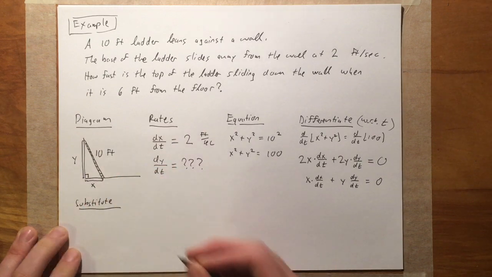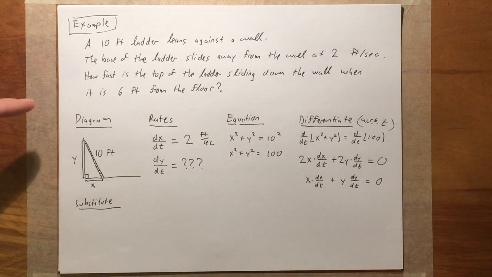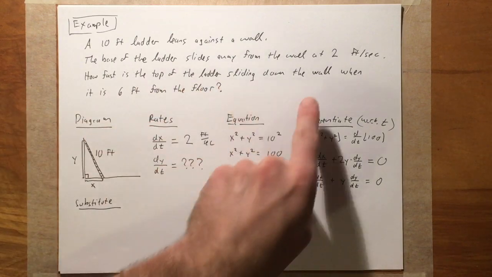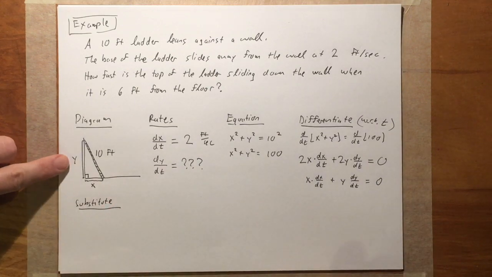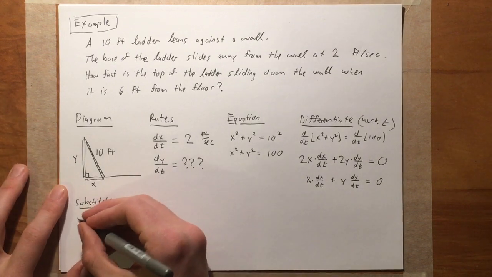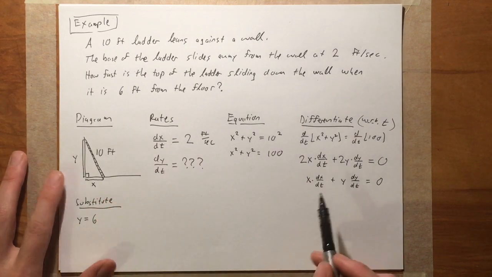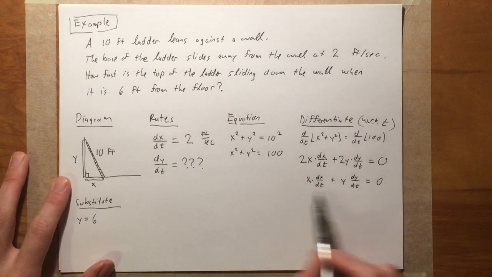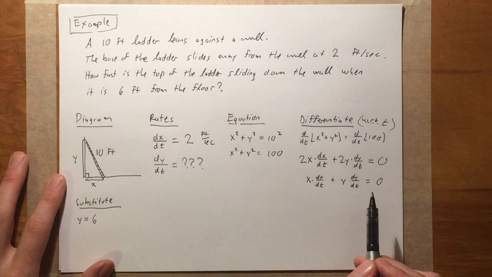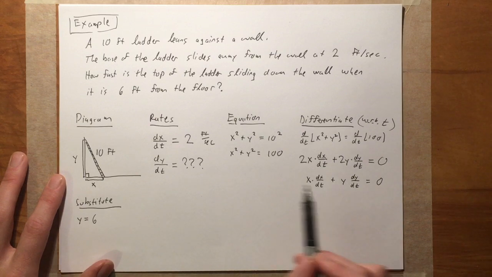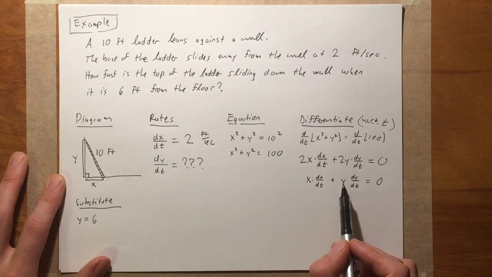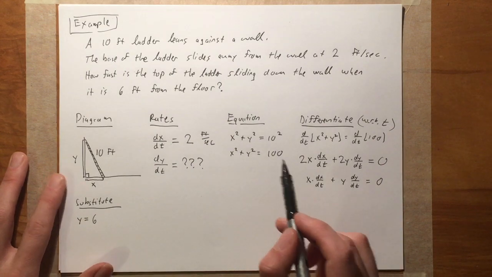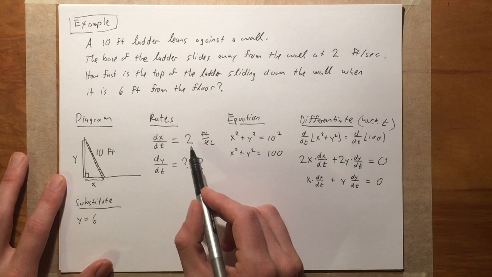This is the moment where we get to plug in: when the top of the ladder is 6 feet from the floor. That part identifies the moment in time that we're interested in examining. So that would be a specific value of the variable y. So we're going to have y equals 6. Now, what I need to do is, in this differentiated equation, replace all of the variables with values, except for the one rate of change that I'm trying to solve for. So I'm going to be able to stick in a value for y. I'm also going to be able to stick in a value for dx over dt. We have that. That's 2.